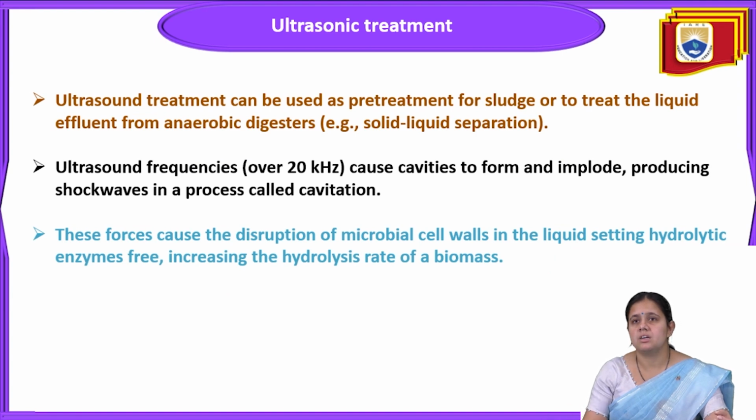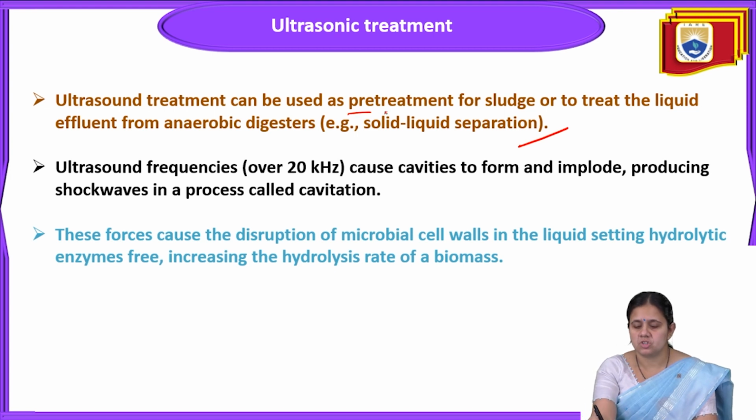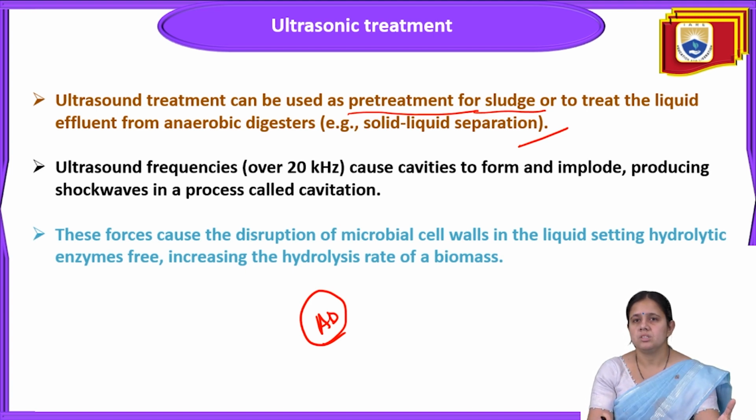Next is ultrasonic treatment. In ultrasonic treatment, what happens? Ultrasound treatment can be used as a pre-treatment for sludge or to treat the liquid effluent from anaerobic digestion. This ultrasound treatment involves the use of ultrasound waves for the pre-treatment of sludge and for treating the liquid effluent from the anaerobic digestion process.